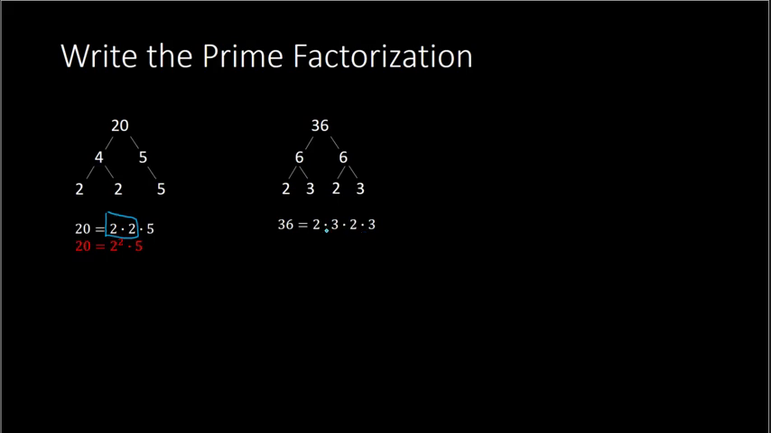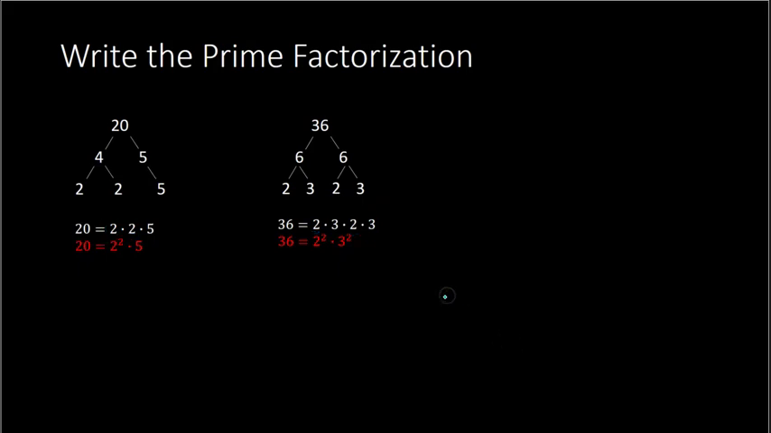Now we can rearrange these and put the 2's together. So we have two 2's together. So 2 times 2 would be the same thing as 2 squared. And then the 3's together, 3 times 3 would be 3 squared. So I can write 36 as a product of 2 squared times 3 squared. So that is my prime factorization of the number 36.